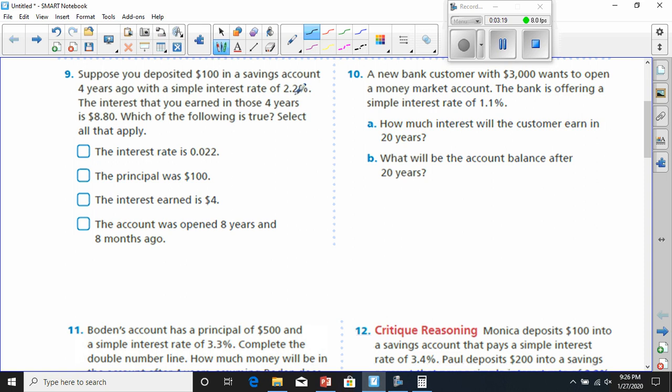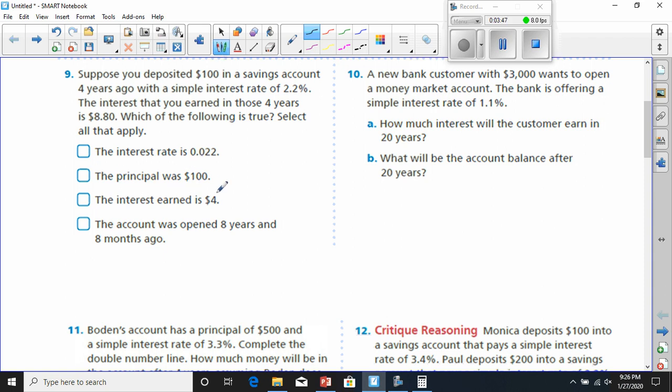Well, let's take a look at that. Is the interest rate going to be 0.022? We take our interest rate and we move it back 2 spaces. It certainly will give us 0.022. The second part was, is the principal 100? Well, he deposited 100. So yes, we can say that the principal was 100.